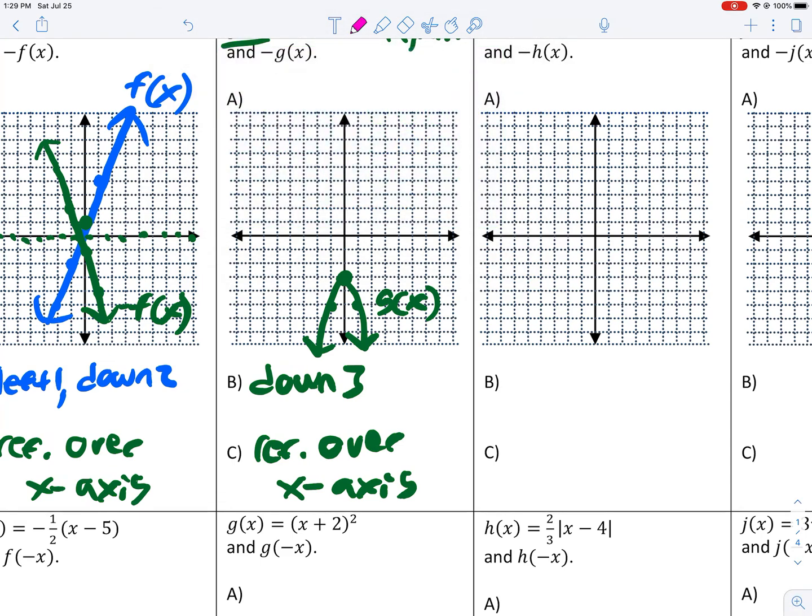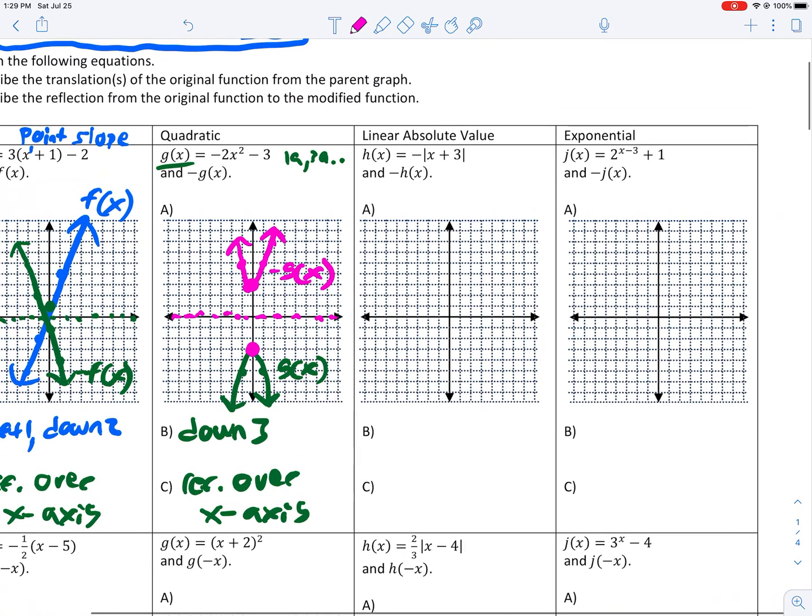So again, using a different color to make sure it's easy to distinguish. Right, here's the x-axis right here. So this is 3 below. Now it's going to be 3 above. 5 below, 5 above. 5 below, 5 above. And there's your reflection. Again, this is 3 above because this is 3 below. It's just reflecting. Right? If you could fold the paper in half, the green graph would overlap the purple graph.